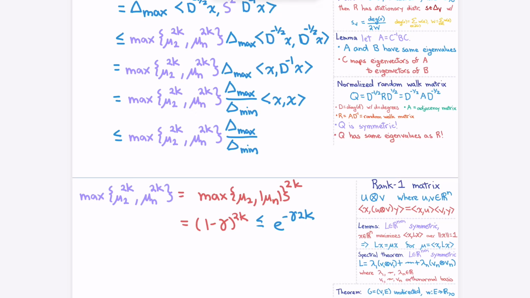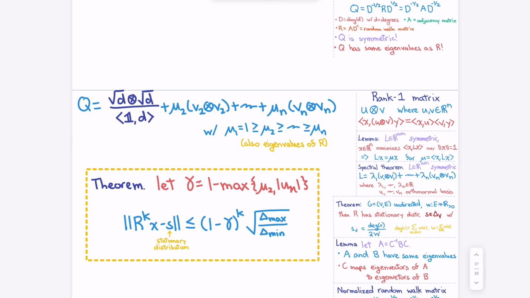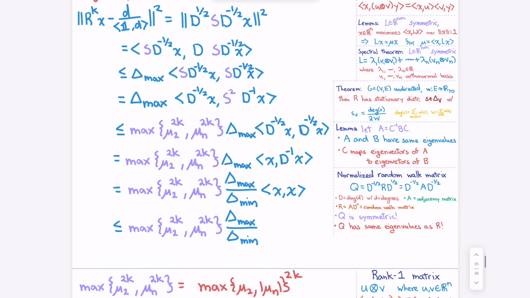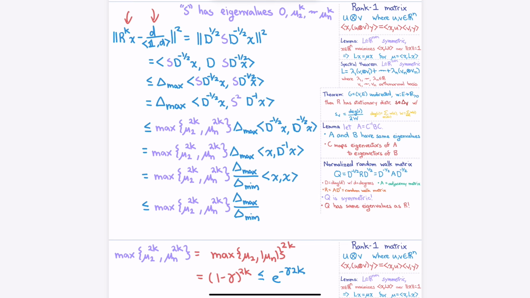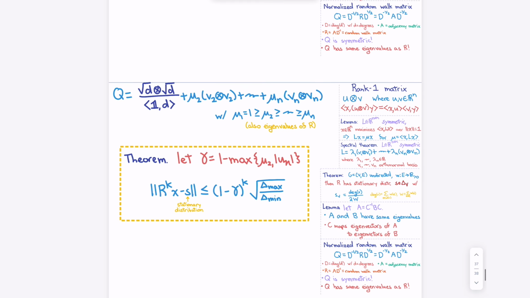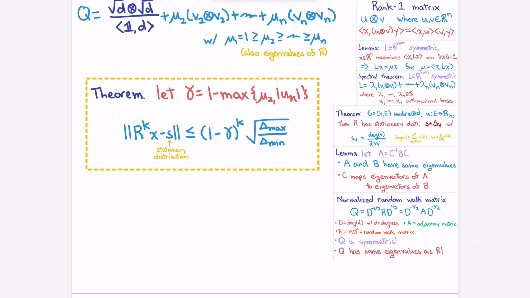Maybe that's a nice question. The theorem statement is down here. There's no 2k, and there's a square root. And up here is a snapshot of our analysis. So how do we get rid of the 2k? Yeah, we started with the square because then it's nice to expand out the inner product. So we were always analyzing the squared difference the whole time. Once you remove that square, you get (1 minus gamma)^k times the square root of delta max over delta min. Okay, good.